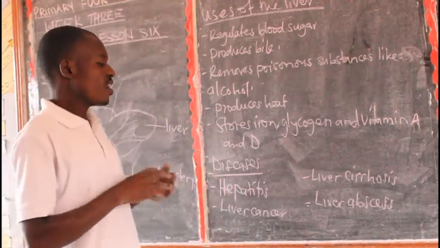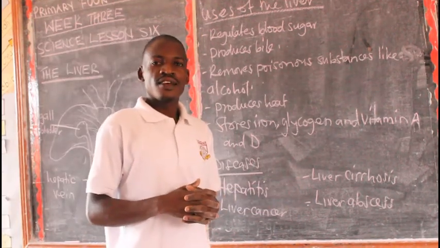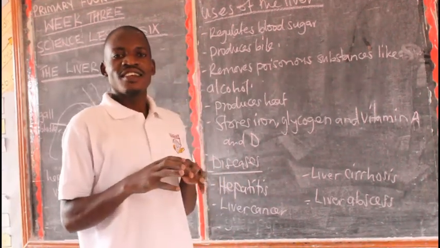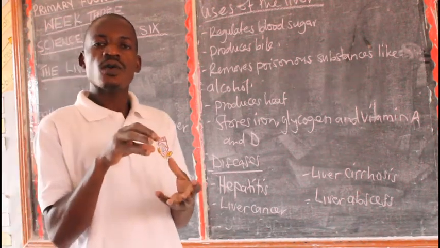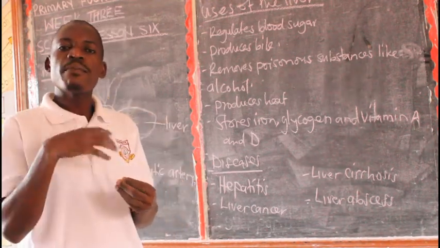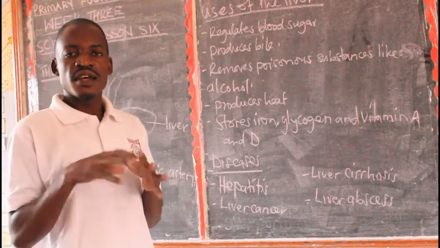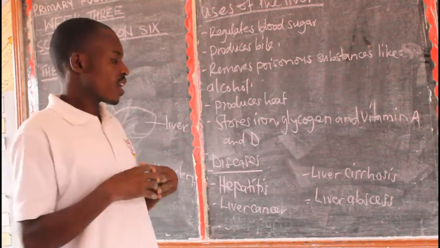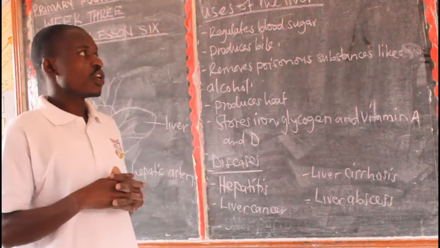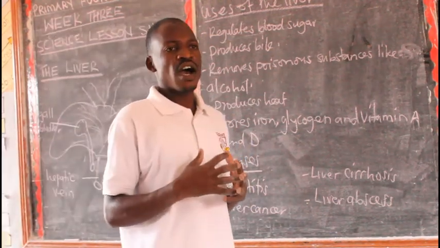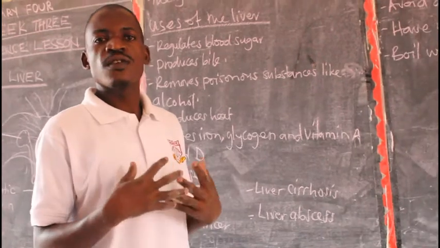Then we have liver abscess. A liver abscess is an infection of the liver where the liver gets a hole, and this hole is filled with pus. When that pus is in the liver, we say that the liver is suffering from a liver abscess. Then how can we now care for our liver, for it to function very well?